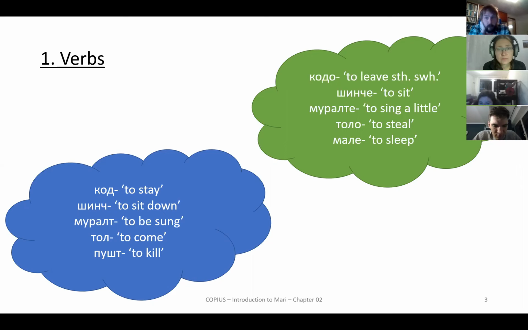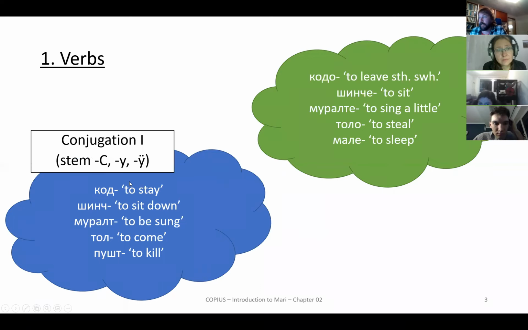So I find it useful to already be aware of verbal stems when we start looking at these conjugation classes. And if we now put them into these two bubbles, we can immediately see a distinction: in the first conjugation class, the verbal stems all end in consonants or in the vowels u and ü.